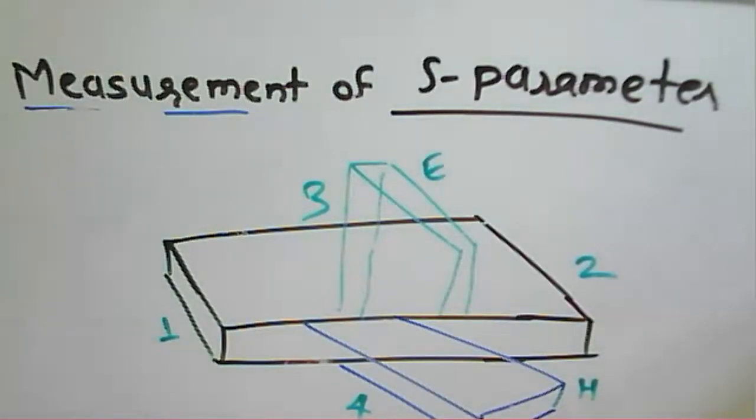Generally, S parameters are complex quantities, and to measure those we use a network analyzer. But again, we should know that to measure the S parameter for a given device, that device is supposed to be ideal, or supposed to be reciprocal with equal arm length. Then we are able to find out the S parameters of the given component or device.